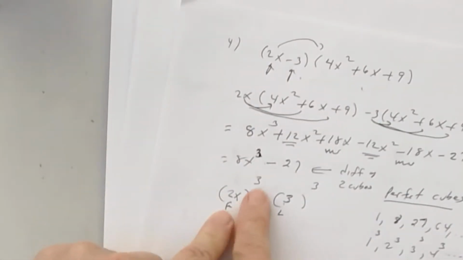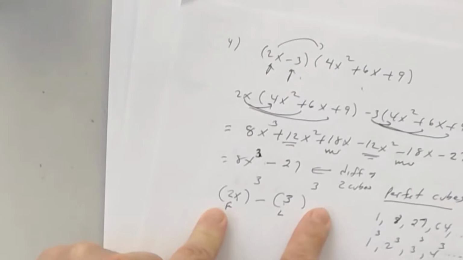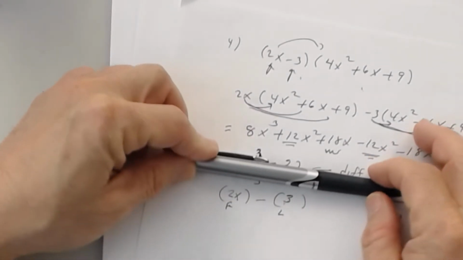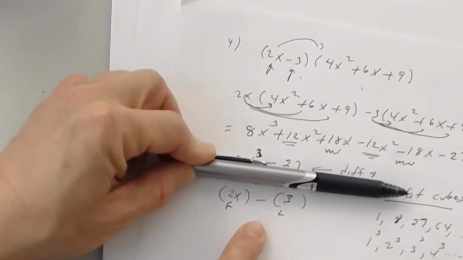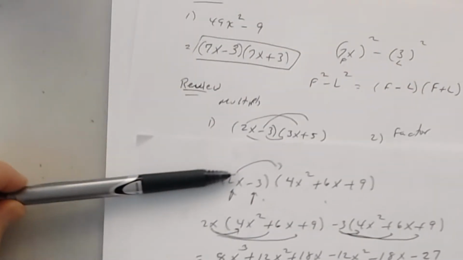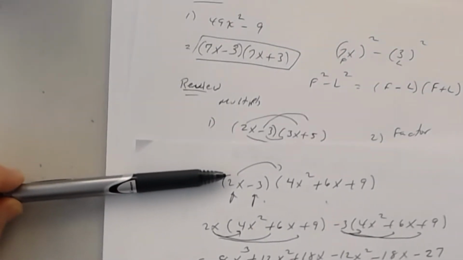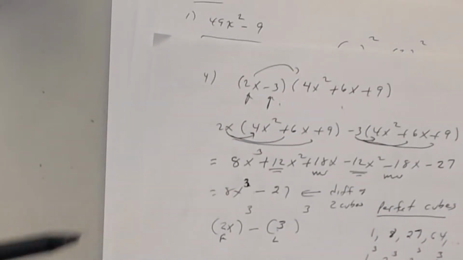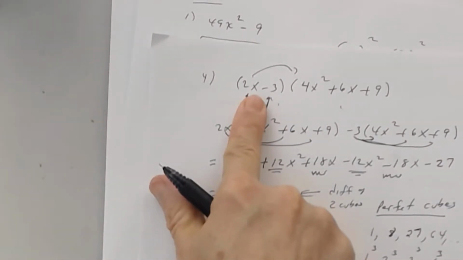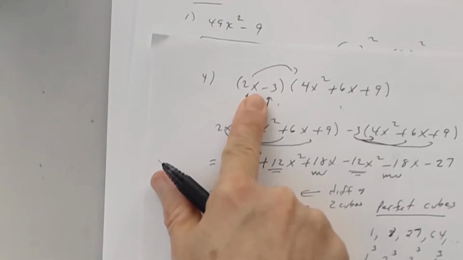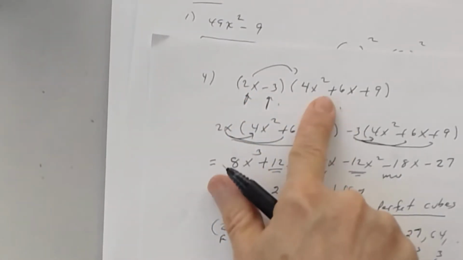Now, you see when I rewrote 8x cubed minus 27 and I wrote it as 2x cubed minus 3 cubed? If I cover up those cubes right here, what expression do you see right here? 2x minus 3. What's my binomial right here? 2x minus 3. So whenever you have the difference of 2 cubes, that F and L will be in that first parentheses, will be your binomial. Okay? Now let's talk about this relationship for the trinomial though.